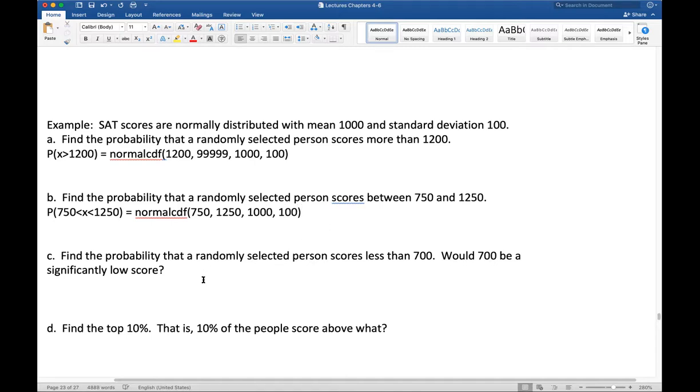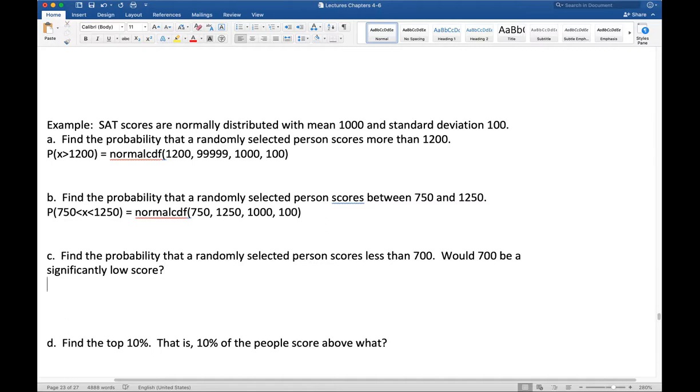Now C: find the probability that a randomly selected person scores less than 700. So P(x < 700) is equal to normal CDF from negative 99999 to 700, with 1000 and 100. Let's figure this out, because we need the answer for the second question, whether 700 is a significantly low score.